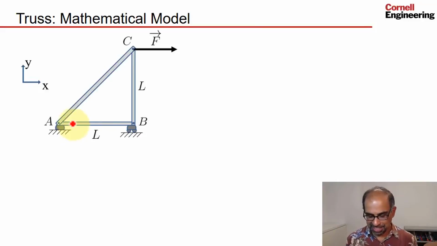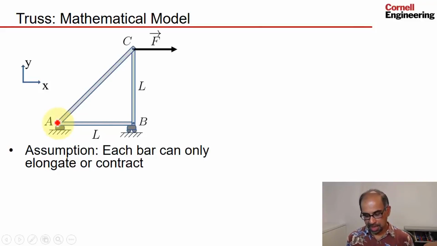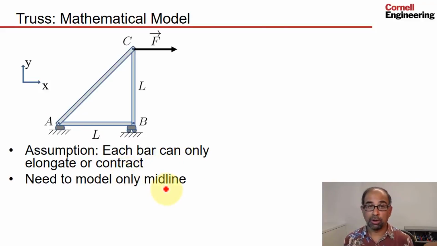So here's the truss that I have. It has 3 bars, and there's a force applied over here, and there are some displacement constraints over here. With the assumption that each bar can only elongate or contract, we need to model only the midline of the bar. To explain that, let me draw a schematic of a bar.